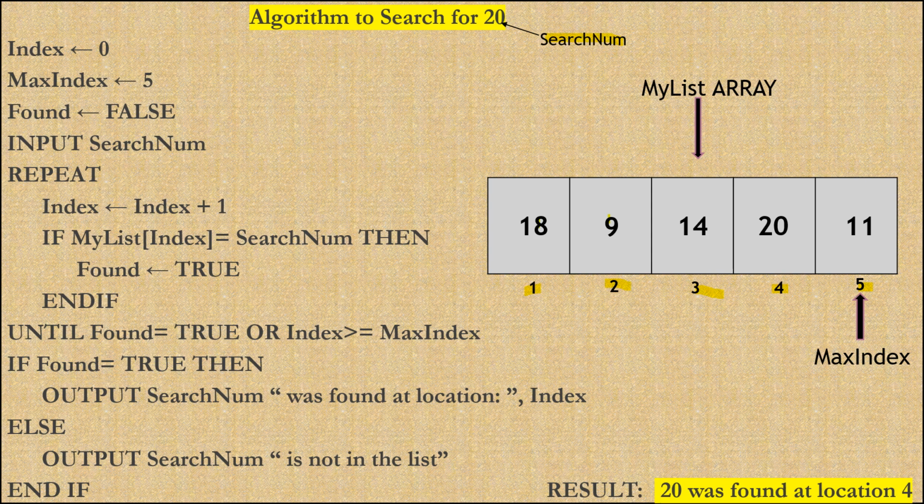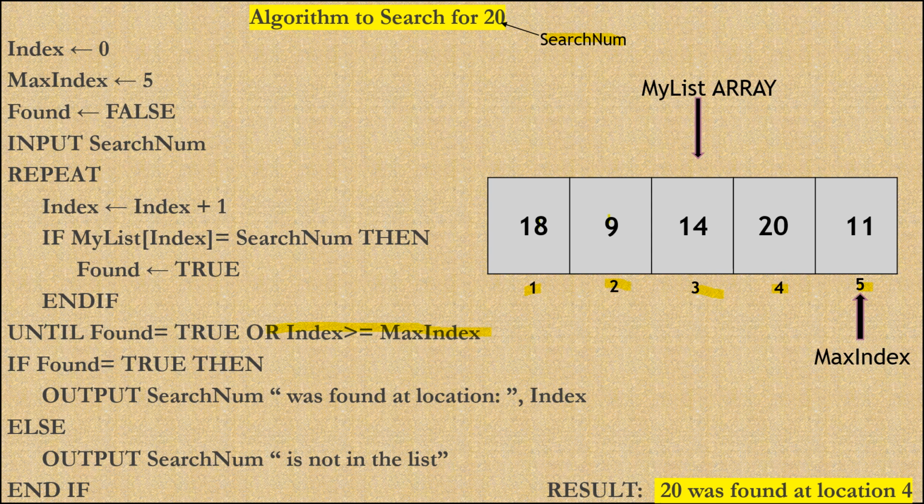Then we go to the next statement, which is if found is equal to true, then you output 20, which is the search number, was found at location 4, which is the index. Else, if you looped and you didn't find the number 20, what is going to help you to exit the loop is the statement or index is greater than or equal to max index. Remember, you are incrementing your index there. So if your index is now equal to 5 or is greater than 5, it means that you've gone through all the elements of the array and you have not found a data item that is matching the data item that you're searching for. So you use this else branch which says output 20 is not in the list.